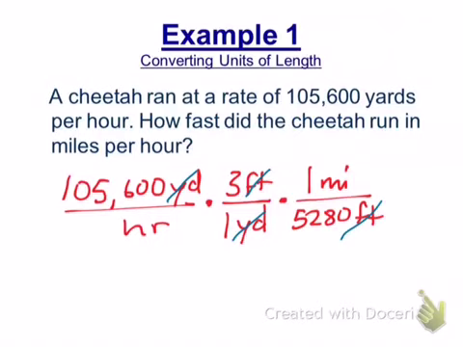So this becomes a calculator operation. This is one of those deals where I'd want you to have a little scientific calculator to do this arithmetic. We're not going to spend the time to do the arithmetic. 105,600 times 3 divided by 5,280. 60 miles per hour. You could write it like that.